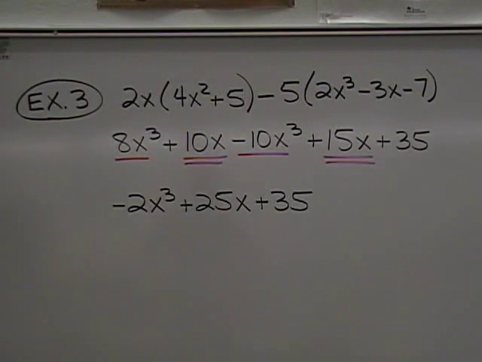There we have our final answer. 8x cubed minus 10x cubed gives us negative 2x cubed. 10x plus 15x gives us a positive 25x. And the 35 is tagging along just for fun. So our final answer: negative 2x cubed plus 25x plus 35.